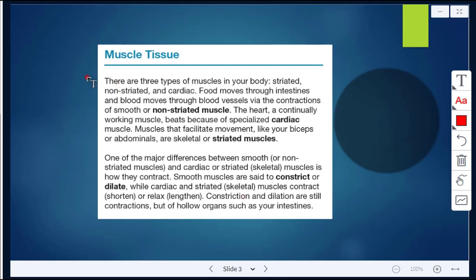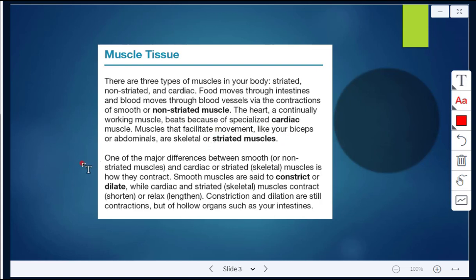All right, so again, the three types of muscles in our body: striated, non-striated, and cardiac. Food moves through the intestines and blood moves through blood vessels by the contractions of our smooth muscles, which are the non-striated muscles. The heart is a continually working muscle, and it beats because of the specialized cardiac muscle. And lastly, muscles that facilitate movement, like our biceps, our abdominals, and moving our legs, are skeletal, which are also striated muscles.